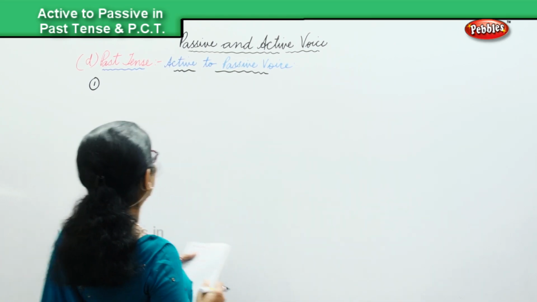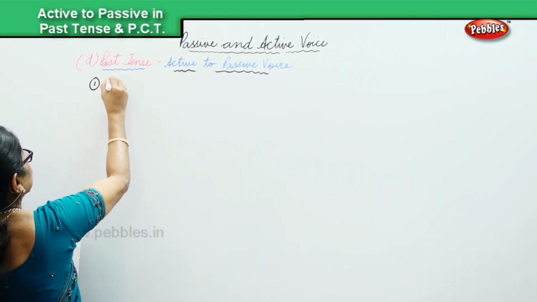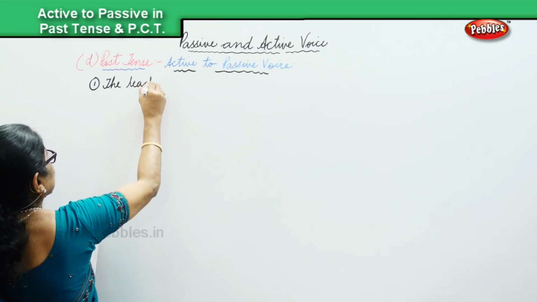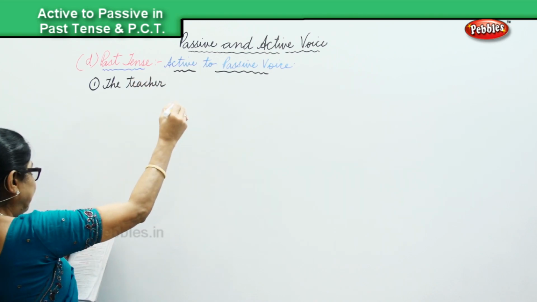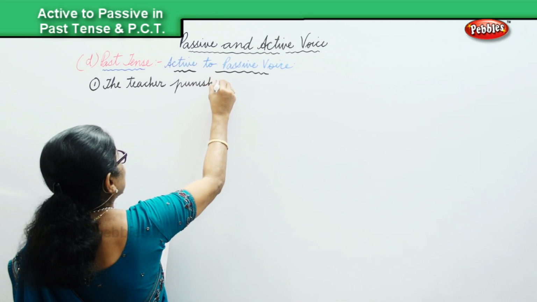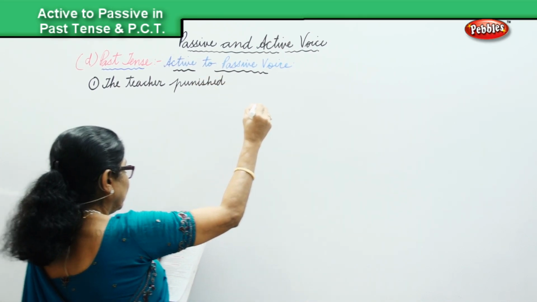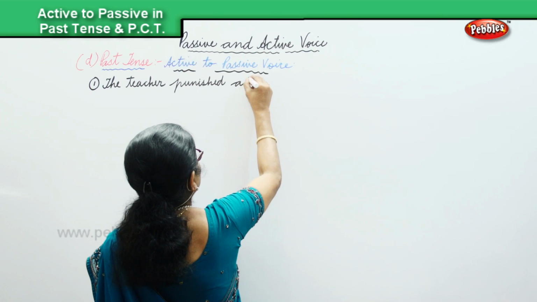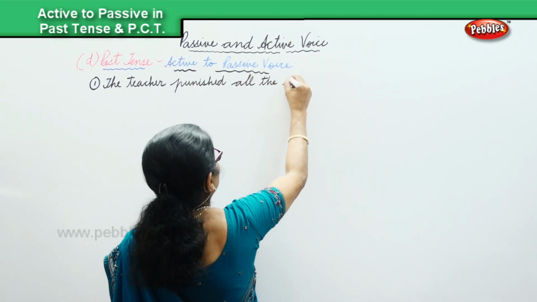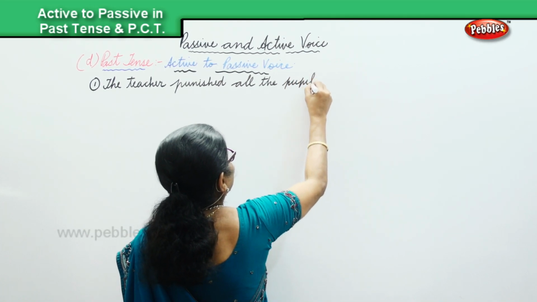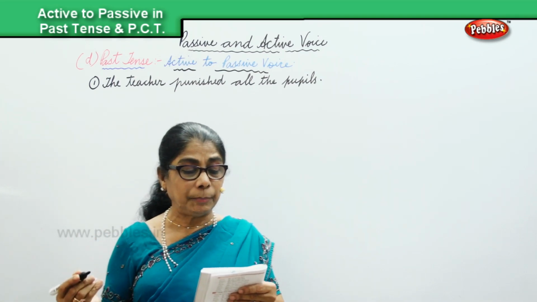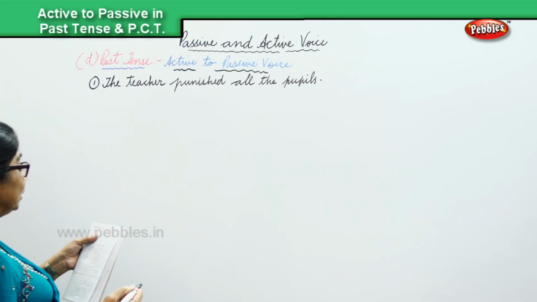Okay, so the teacher punished all the pupils. Not one, all the pupils. And that is in the active. Now when you change it into the passive, it becomes all the pupils were.